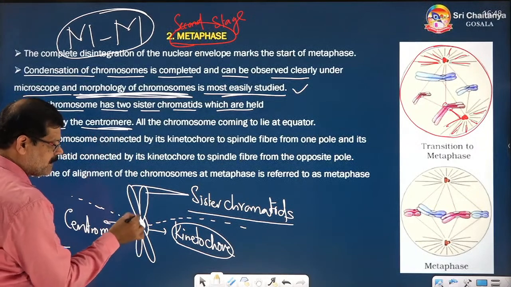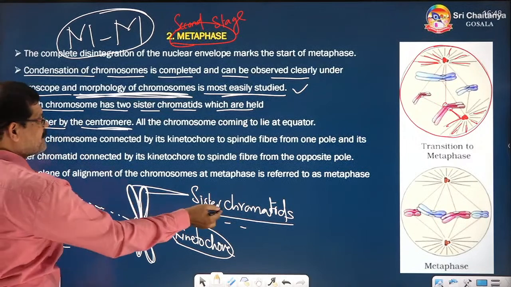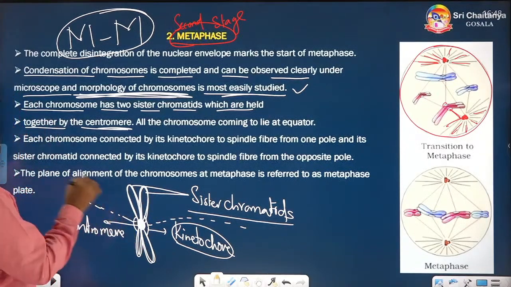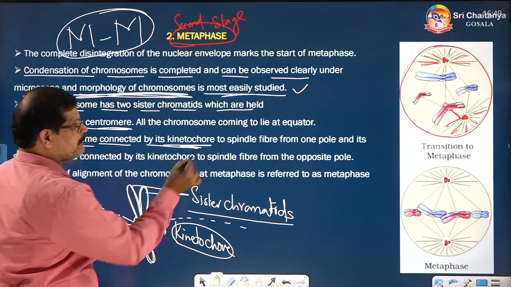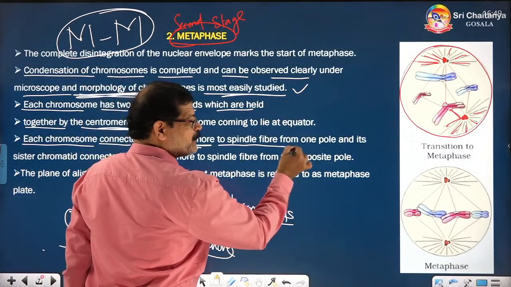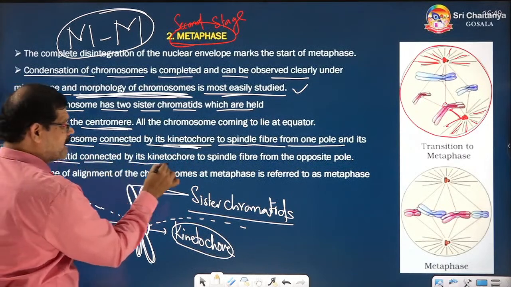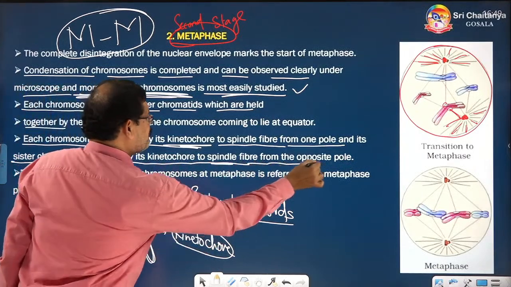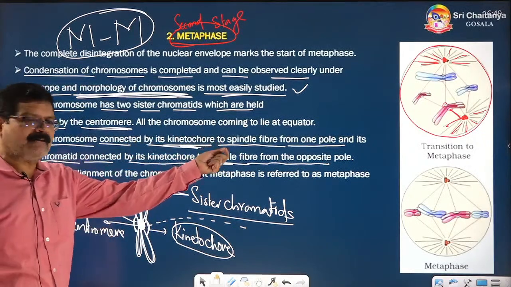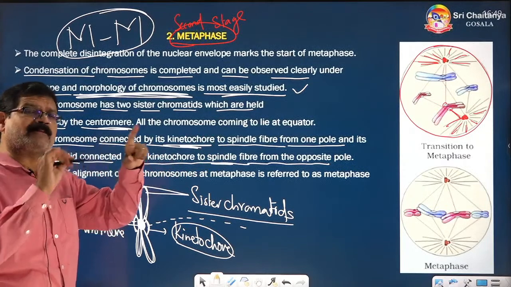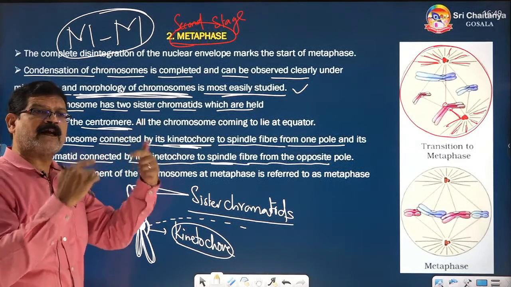Next, each chromosome has two sister chromatids which are held together by a centromere. See, this is a centromere, and these are the two chromatids which are present here. I already said these two are called sister chromatids, held together by a centromere. Each chromosome is connected by what plate? Kinetochore plates. Two spindle fibers from one pole and its sister chromatids are connected by the kinetochore to spindle fibers from the opposite poles, like it will be attached. It is repeated once again. You find the spindle fibers attached from the opposite poles.